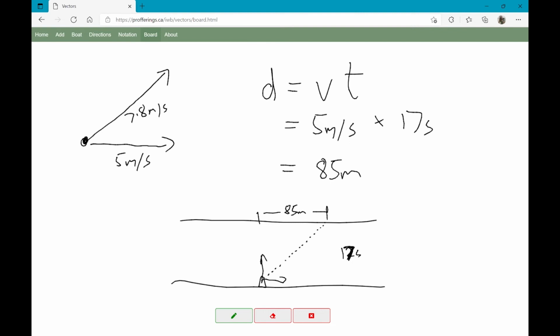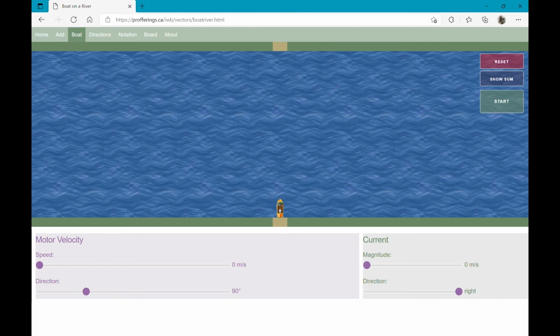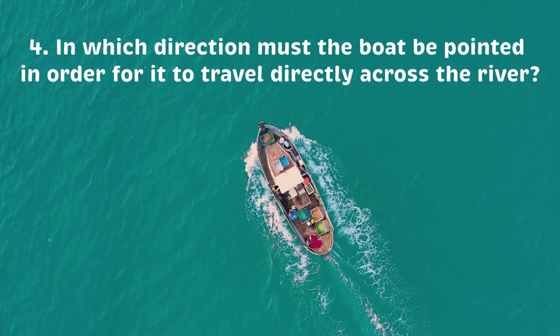And our final question is, I don't want to be 85 meters downstream. I want my boat to go directly across the river. So, we previously calculated that when I give the boat a speed of 6 meters a second in a current of 5 meters a second, it's actually going to travel in that direction, which was 40 degrees in a downstream direction. So which way should I point my boat in order for it to go directly across the river?